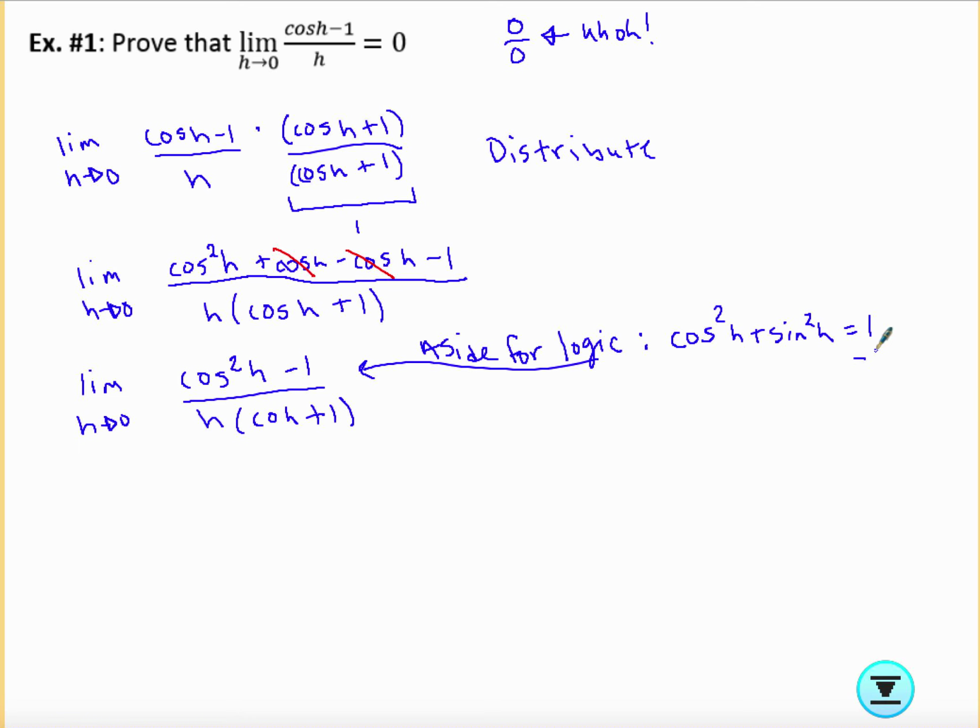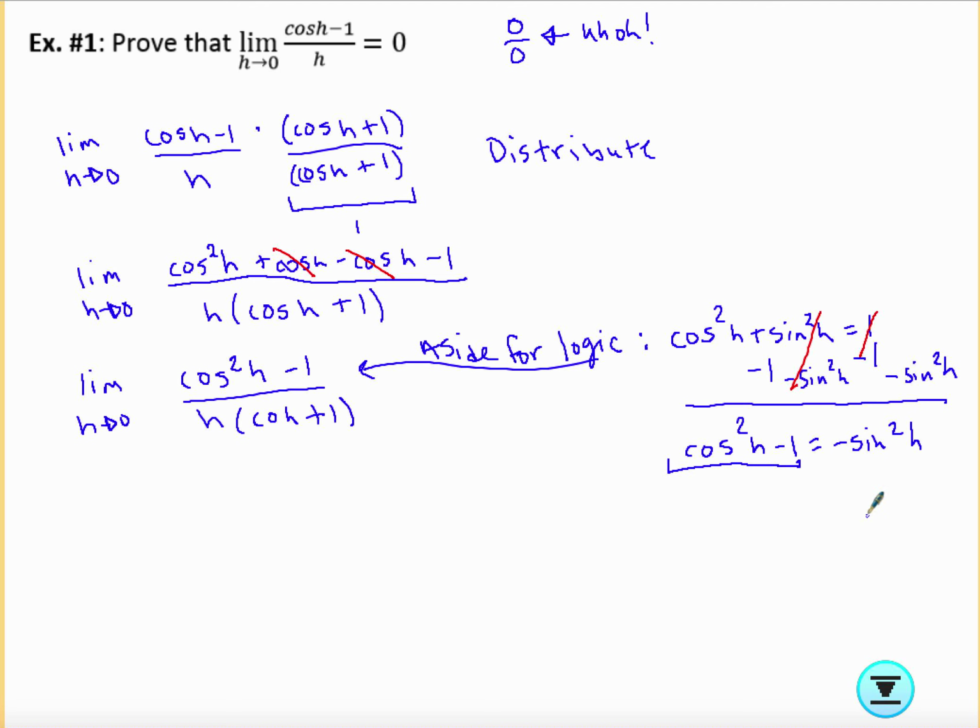So let's move our 1 over to this side and subtract sine squared over to the other side of our equal sign. Our 1's make 0, these sine squareds make 0, and now I have cosine squared of h minus 1 is equal to negative sine squared of h. Okay, so we can see that cosine squared of h minus 1 is actually equal to negative sine squared of h. I'm going to pop that in here.